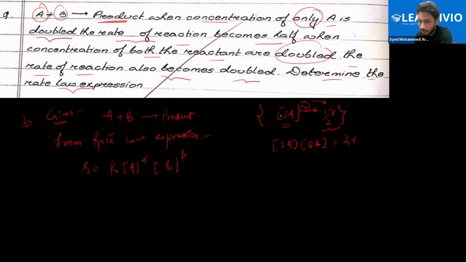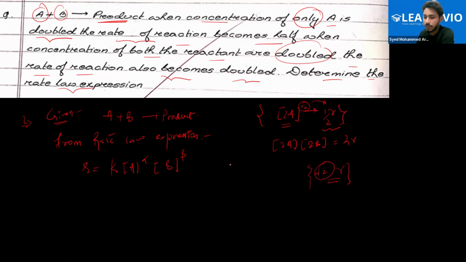If the power is half, then what will happen with this? This will become root 2. So the rate will end up getting root 2 times. Okay, are you getting the chronology? Like if the power is 1, the rate would be doubled if the concentration is doubled. So if the power is half and the concentration is doubled, then what will happen with your rate? It becomes root 2 times.